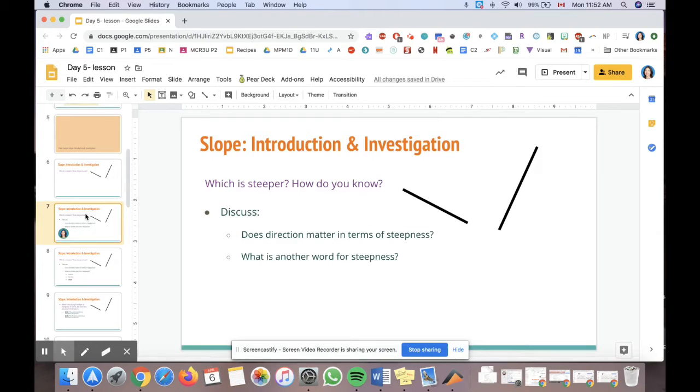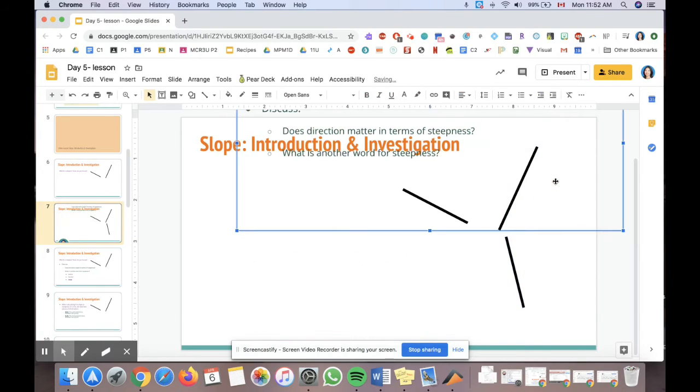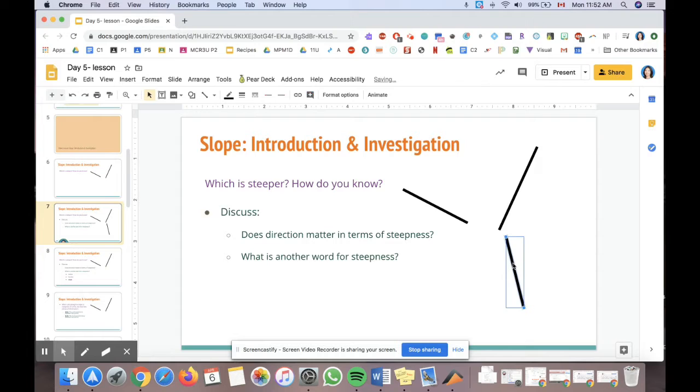Does direction matter? Well, if I look at the one over here, which has a positive slope, and I paste it and I try to rotate it and try to mirror it so that it looks the same, okay. Well, the steepness of the slope will still be the same, except one will be a positive and one will be a negative version.